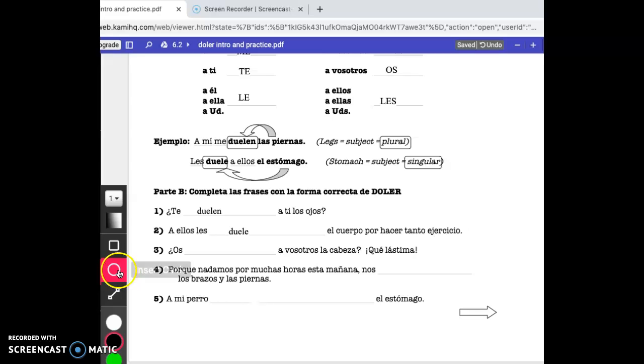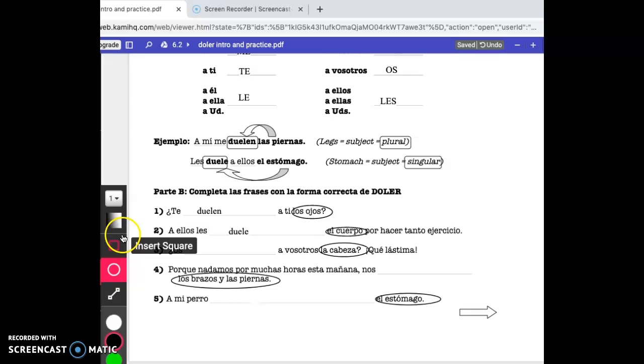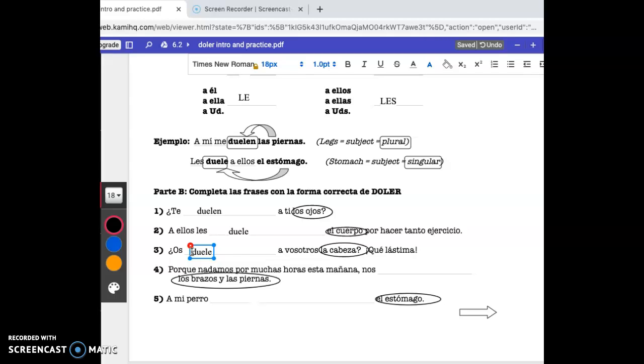So in class, we actually circled the body part, like los ojos, el cuerpo, la cabeza, and los brazos y las piernas, and el estómago. Because what happens is, it's the body part that influences the form of the verb. So in number 3, we put duele, because it's one head. Your head hurts you, you guys have a headache, what a shame.